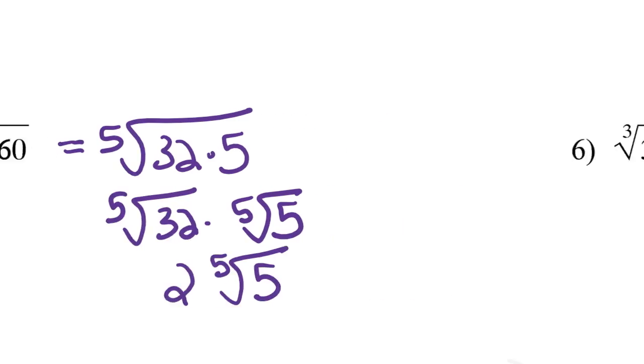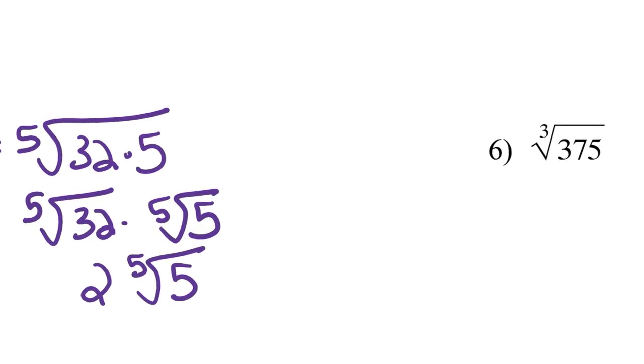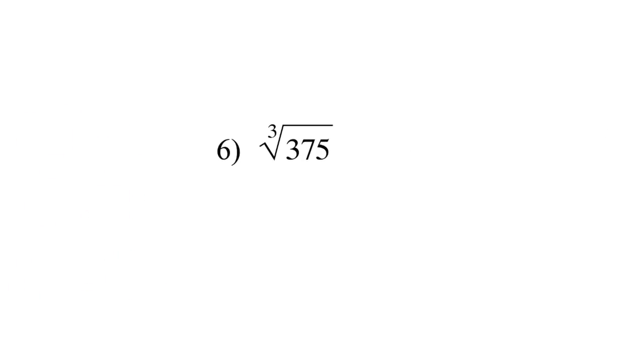Try number 6 on your own. Which chart are you going to look at? The thirds. Good. The perfect thirds. Find one of those factors that can go into 375.